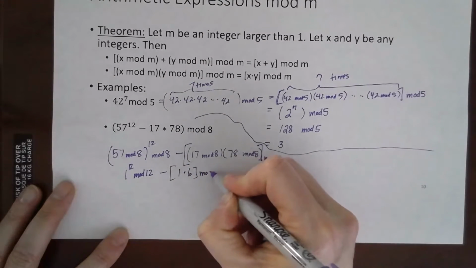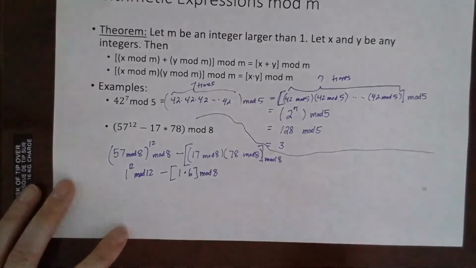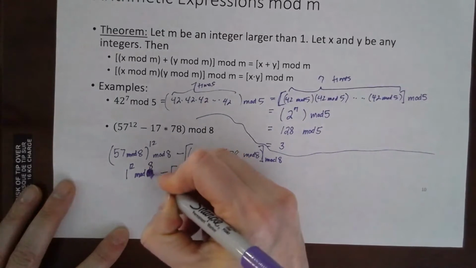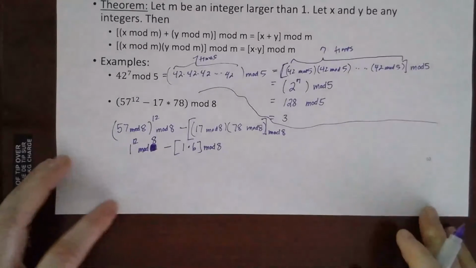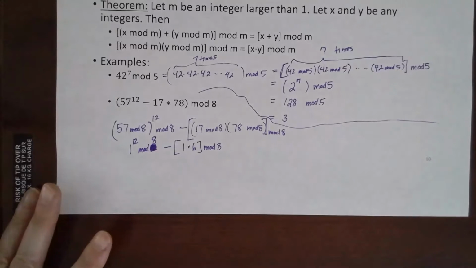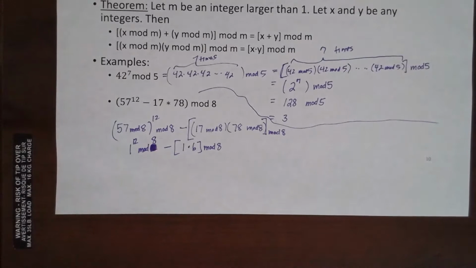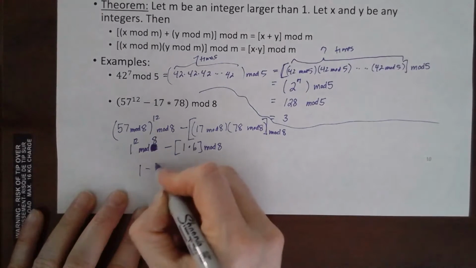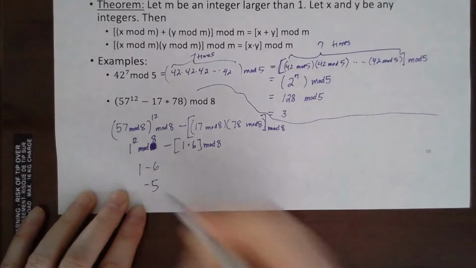Okay. Oh, why did I put mod 12? Oh, because of that 12. Hopefully you did not write mod 12. Or you were asking yourself, how did it become mod 12? I'm sorry. Okay, so 1 to the 12th is, of course, 1. And 1 mod 8 is 1. So this part is just 1. And then 6 times 1, of course, is 6. And 6 mod 8 is 6. Okay, and so this is negative 5.